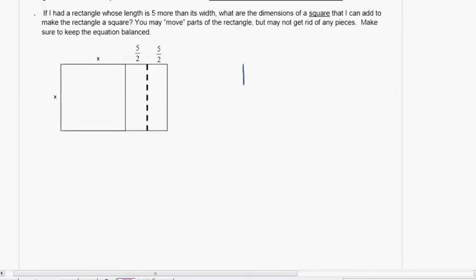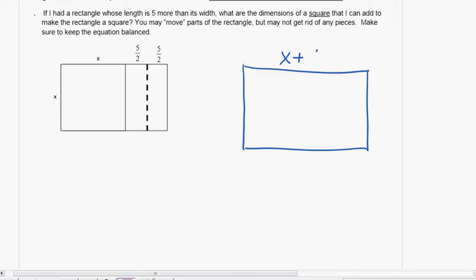Let me redraw this. So I have a rectangle that is x plus 5 halves plus 5 halves, which is just x plus 5 by x. And one of the obvious ways to make this a square that many people jump to is, oh, we'll just add 5 here to the bottom, so it's x plus 5 by x plus 5.